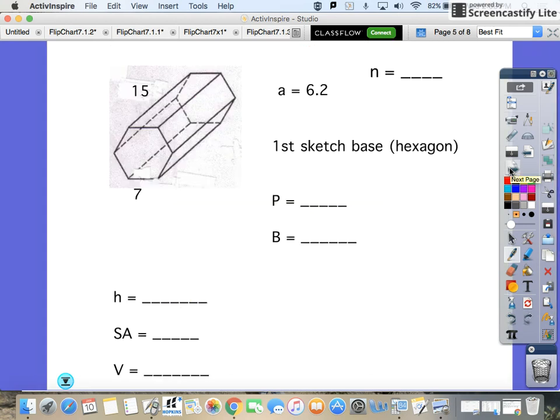All right, next one. This one says the apothem is 6.2, so from the center to the edge is 6.2. We also know that there are 1, 2, 3, 4, 5, 6 sides. So that means this is a hexagon. They want us to first sketch the base of the hexagon. Okay, we don't really need to, but we will. So we know that each one is 7 units long because of right here. So we could do 7 plus 7 plus 7 plus 7 plus 7 plus 7, or 7 times 6. And we would get 42. This time I'll say inches, because why not?